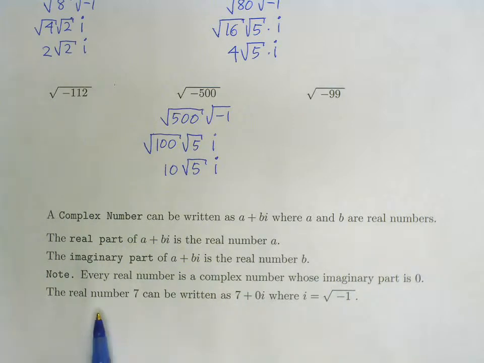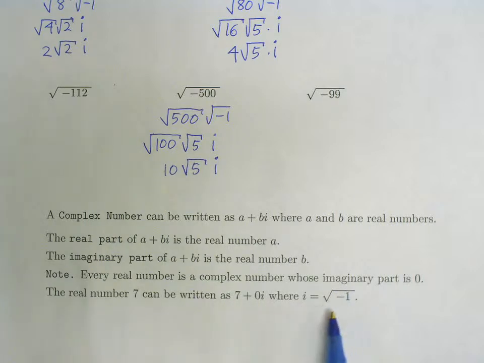Every real number is a complex number whose imaginary part is 0. So for example, the real number 7 can be written as a complex number, 7 plus 0 times i, where i is the square root of -1. So this just means that the real numbers are a proper subset of the complex numbers. And the non-real complex numbers all involve the square root of a negative number.